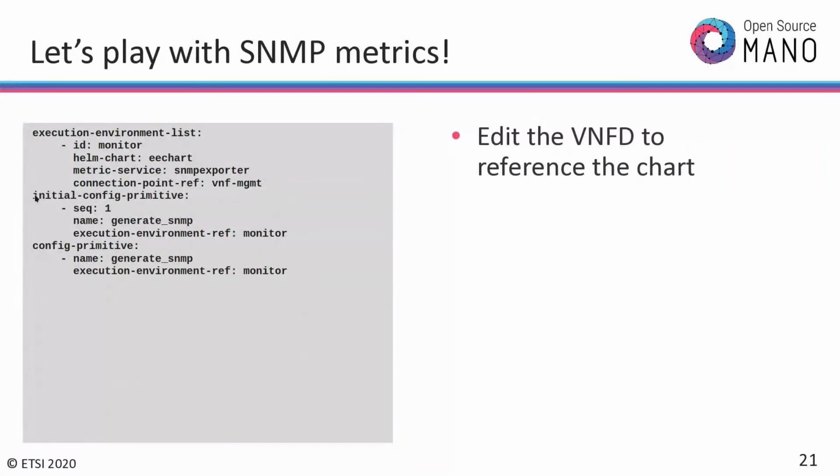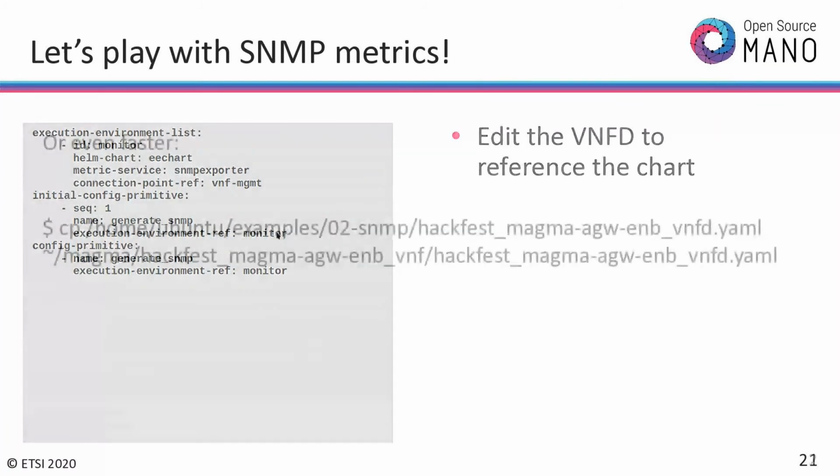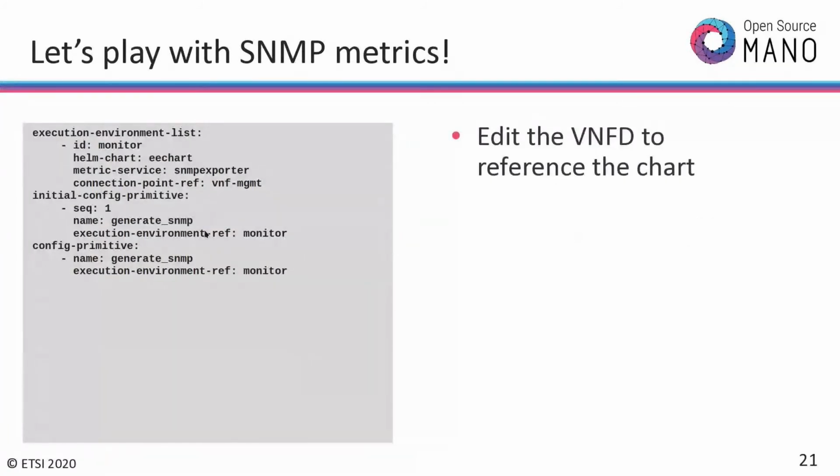And there's something strange here, it says initial config primitive. As I said, you can put new primitives or functions that you want to execute in your VNF for day 0 or day 1 configuration. This is a day 1 configuration where we are enabling snmp for the just deployed VNF. And here is the config primitive that we are using, and it is named generate snmp. We are going to explain this after the demo, so just wait. But now this is the piece of code that we need to put.